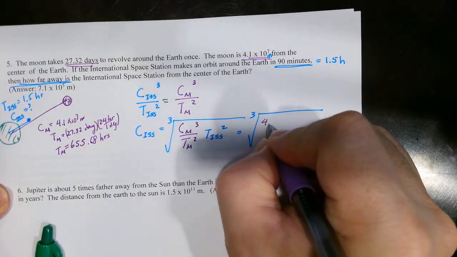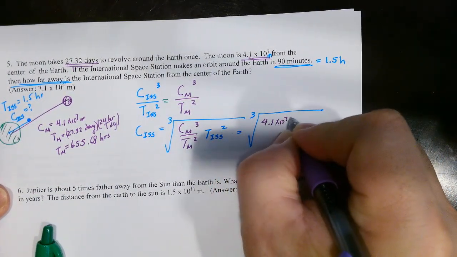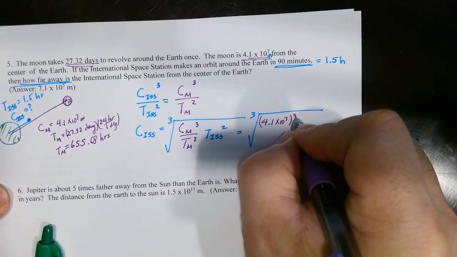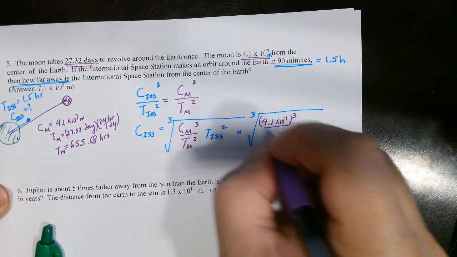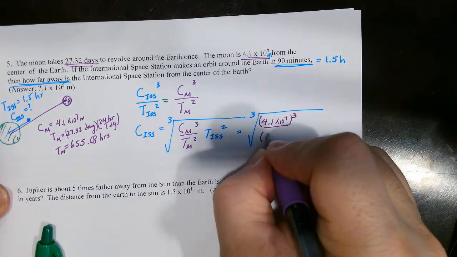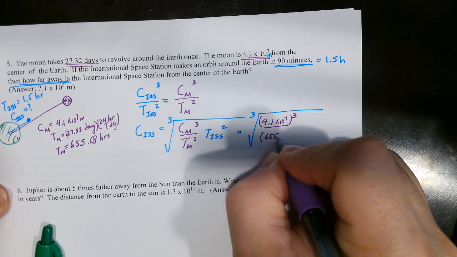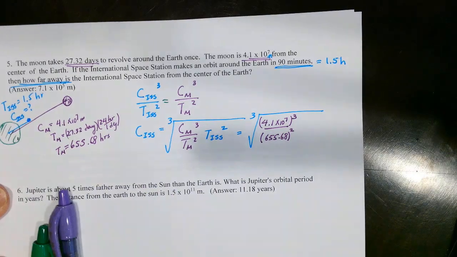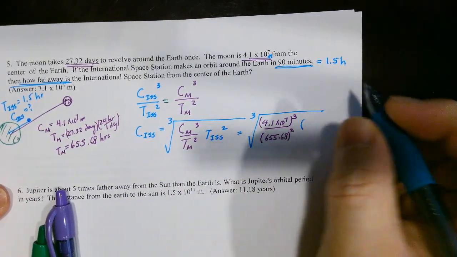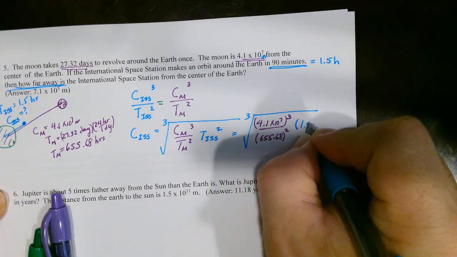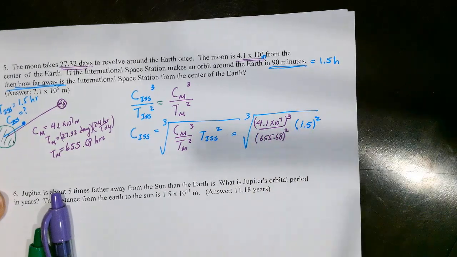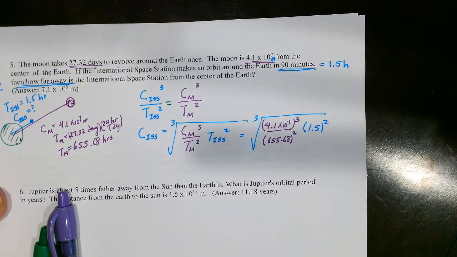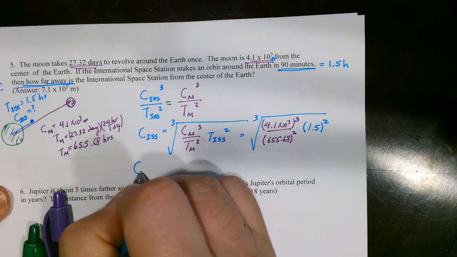Okay, so we can plug and chug: the cube root of C moon, which happens to be 4.1 times 10 to the 7th cubed, divided by 655.68 squared, times 1.5 squared. Okay?